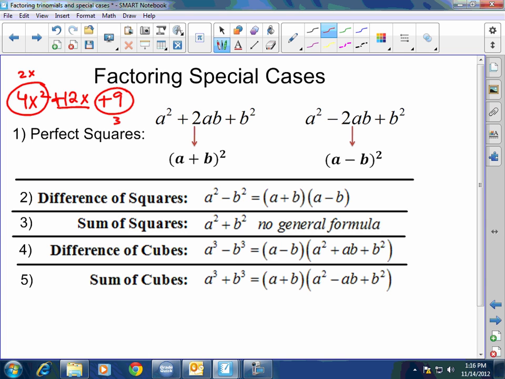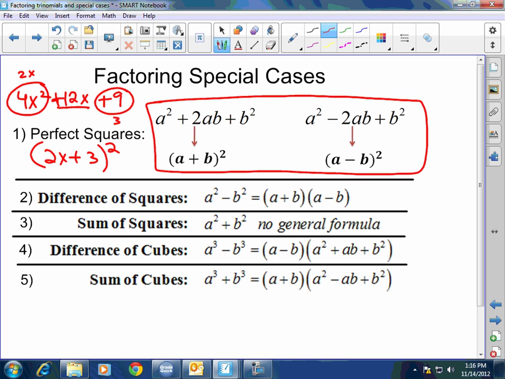So what do I do? I take the square root of the first. It's all positive, so plus the square root of the second, and I square that. That's what's happening in these equations. If you can recognize that the first term is a perfect square, the second term is a perfect square, and the middle is twice the square root of the first and last terms, then this is a perfect square. So all you do is take the square root of the first plus the square root of the second, and you square it. If there's a minus in the middle, you take the square root of the first minus the square root of the second, and then you square it.